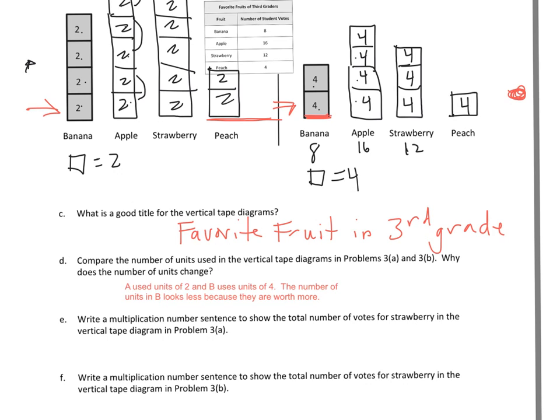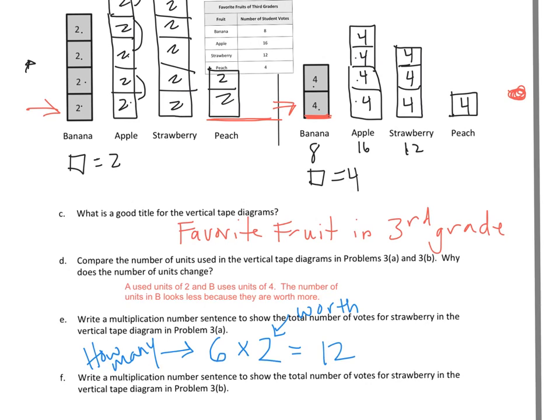in problem 3A. So strawberry has 12, and I know that I have 6 groups or boxes, 6 boxes of 2. So the first number is telling me how many, and the second number or factor is telling me what it's worth. And that's going to give me 12. So that helps me out with telling me how to write this number sentence. 6 tells me how many groups or how many units there are. The 2 tells me what the unit is worth.